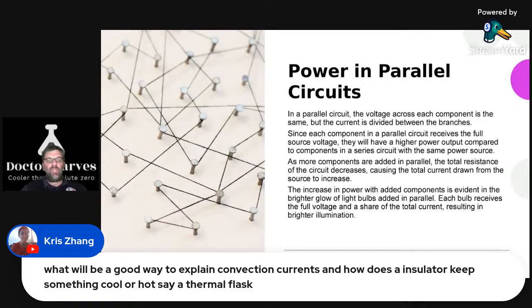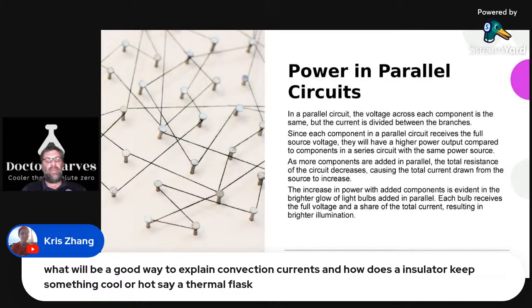What would be a good way to explain convection currents, and how does an insulator keep something cool or hot? Okay, right. So convection currents, I'd link that to particles separating, becoming lighter, rising. As they cool down, they will begin to condense, become denser, and then they fall down. That's probably the best way to do that.